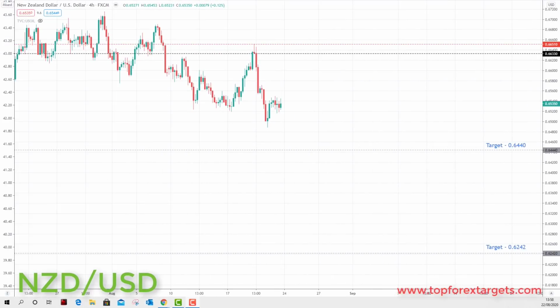So the next market we're going to look at is New Zealand dollar. Now New Zealand dollar is an interesting one because it's structured to the downside against the dollar, which means that it's actually weaker than the US dollar in and of itself, the New Zealand dollar.